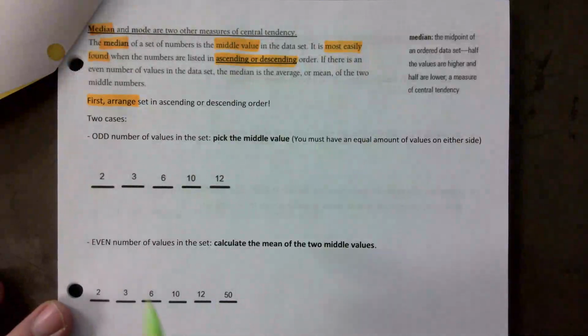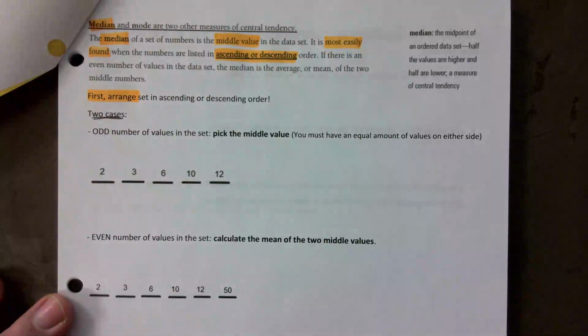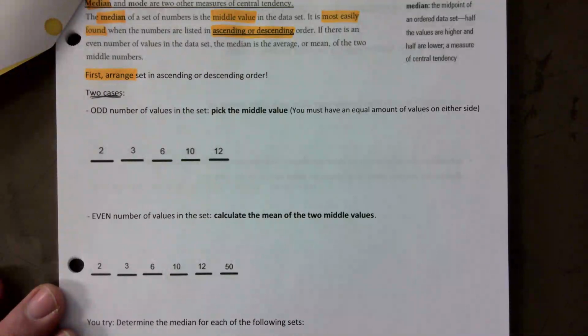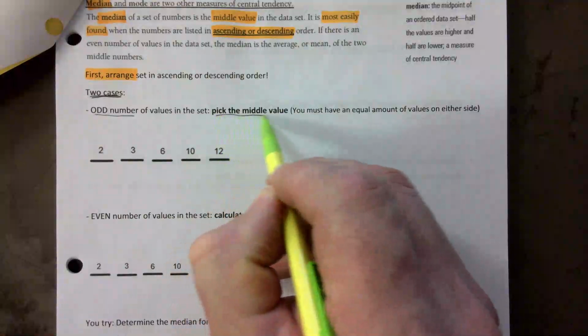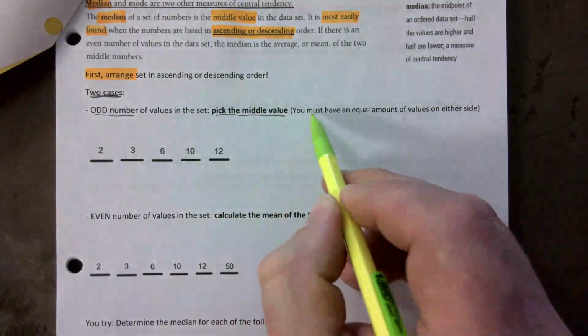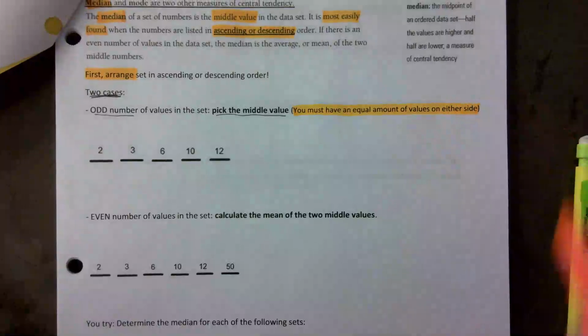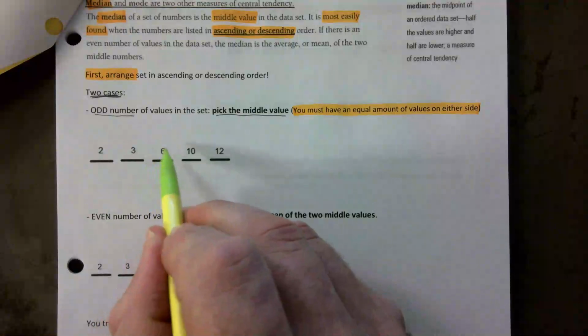Okay? There are two cases. You ready for this one? There's always two cases. If you have an odd number of values, then pick the middle value. You must have an equal amount. Highlight this, please. You must have an equal amount of values on either side of the middle value.